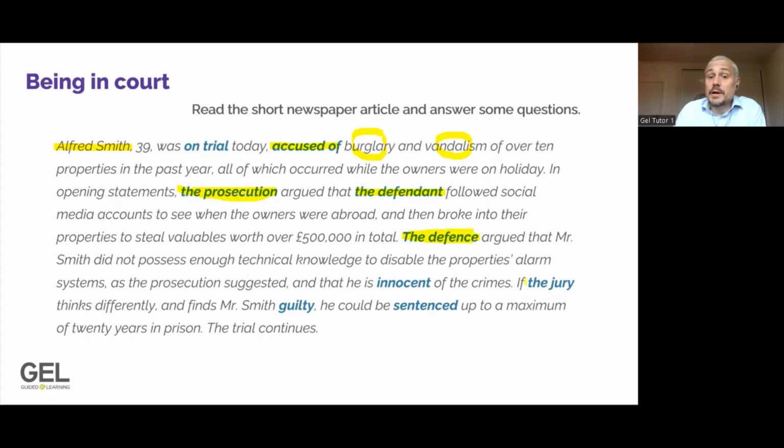This is the jury. The jury is a group of men and women, usually 12, who decide if the defendant committed the crime or not. If they think the defendant did not commit the crime, they will find the defendant innocent. This means the defendant will be released. If they think the defendant did commit the crime, they will find him guilty, and the defendant will then be punished in some way.